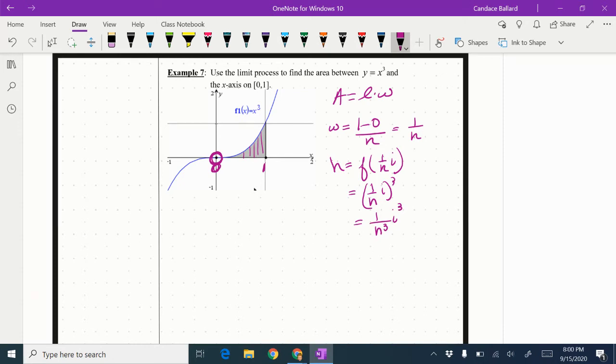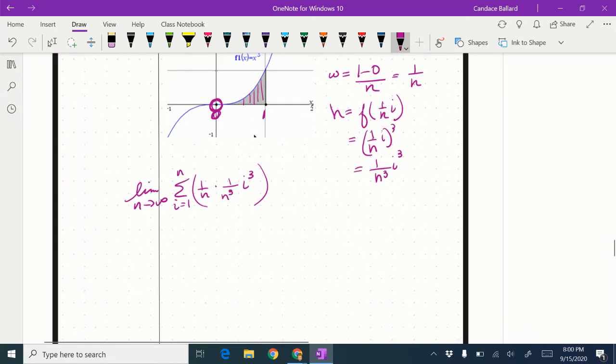Okay, so I'm going to put that in my limit formula. So I take my width and I multiply by my length, or my height. And then I am going to add that up. So I'm going to add up all my rectangles, and here I go with the n again. It's supposed to be i. i equals 1 to n. And then in order to get as many rectangles as I possibly can, I take the limit as n approaches infinity.